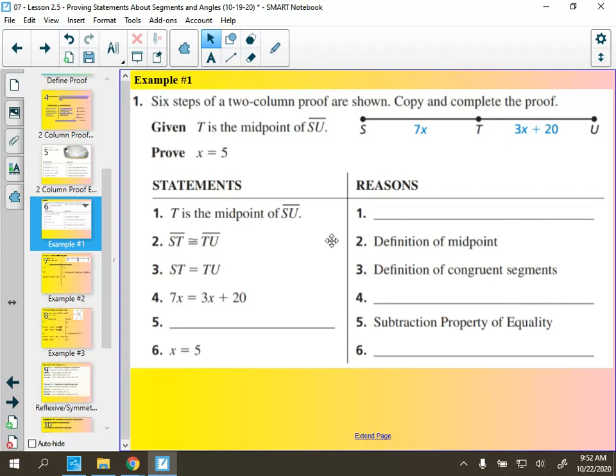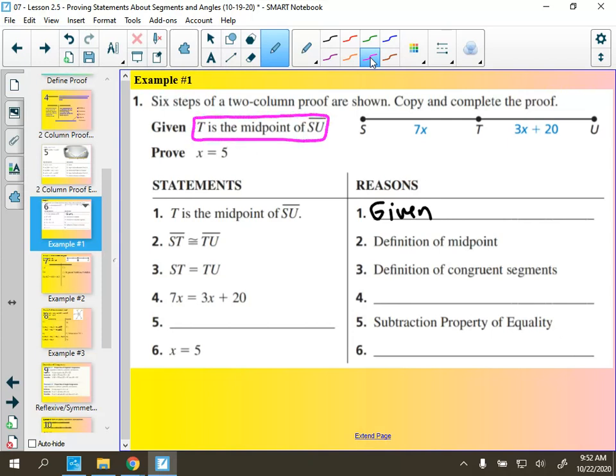What are we given? We're given that T is the midpoint of SU. Okay, that's good information to have. That's definitely given information. This is one, and it doesn't happen often, but there will definitely be a proof or two where there's more given information than just this. Like that's a free piece of information. T is the midpoint of SU. We need that. That's very helpful. We're going to have to use that information.